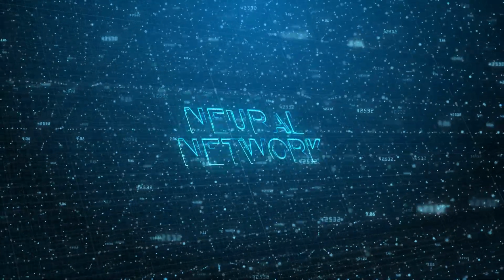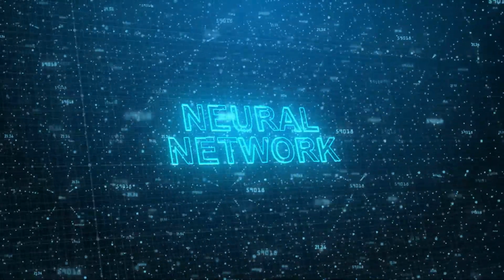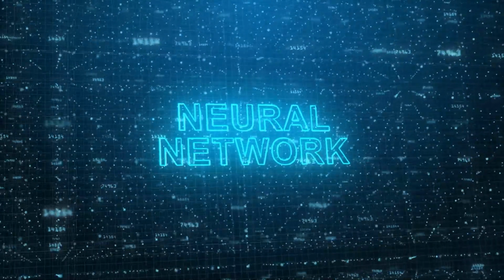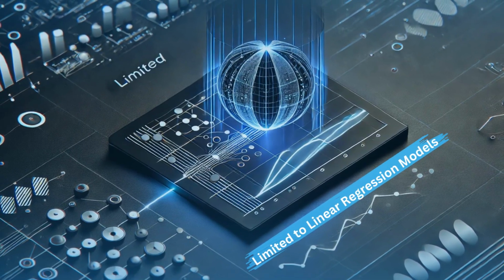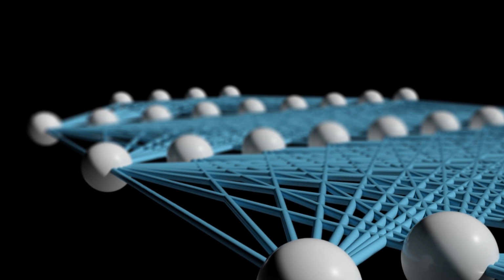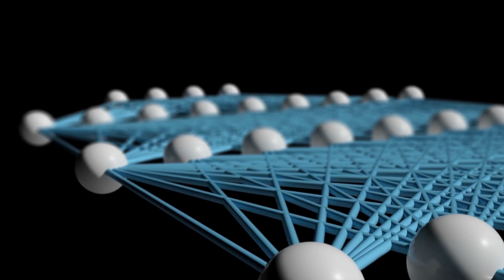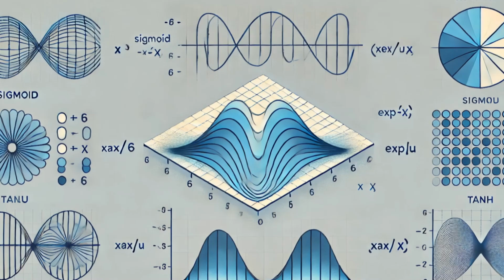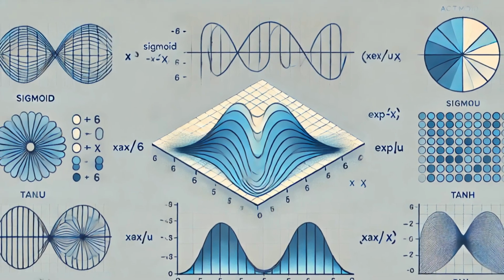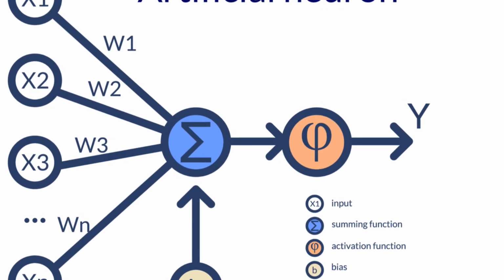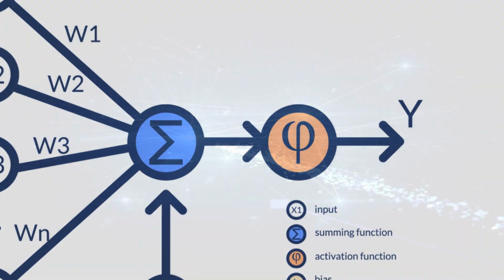They introduce non-linear transformations, allowing our networks to learn complex functions. Without them, neural networks would be limited to linear regression models. Activation functions break this linearity, capturing intricate patterns in data. Common activation functions include sigmoid, ReLU, and tanh. Choosing the right activation function depends on the problem and architecture.